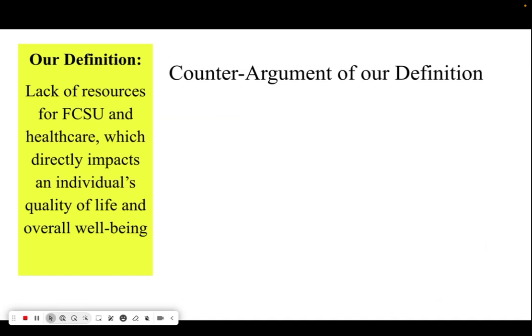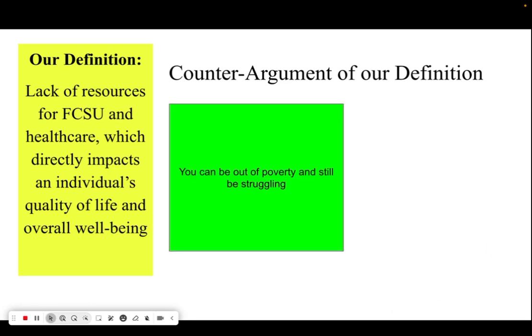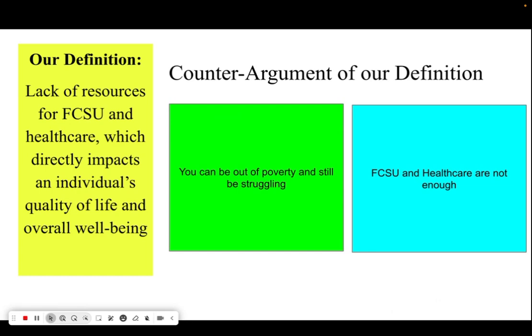Our definition: lack of resources for food, clothing, shelter, utilities, and healthcare, which directly impacts an individual's quality of life and overall well-being. Our counter-argument of our definition is that you can be out of poverty and still be struggling, and that food, clothing, shelter, utilities, and healthcare are not enough. For example, a single mother has recently secured a job that pays $45,000 a year. On paper, she is no longer living in poverty.